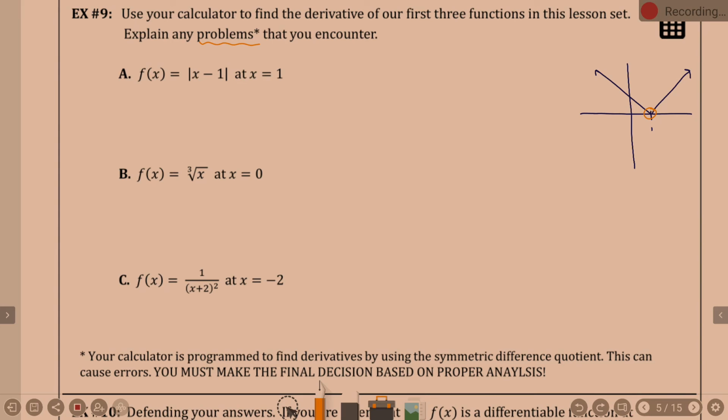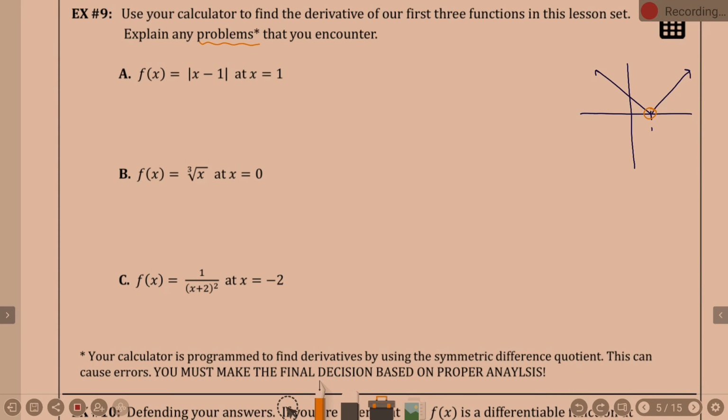I have written down, because she did this on the Inspire also, if you plug it in, what is your answer? 0, yes, which is what the TI-84 gives us. The Inspire gave plus or minus 1. Now think about that. The slope from the right is plus 1. The slope from the left is minus 1. So it makes sense that it says plus or minus 1, but can you have 2 derivatives at the same point? No.